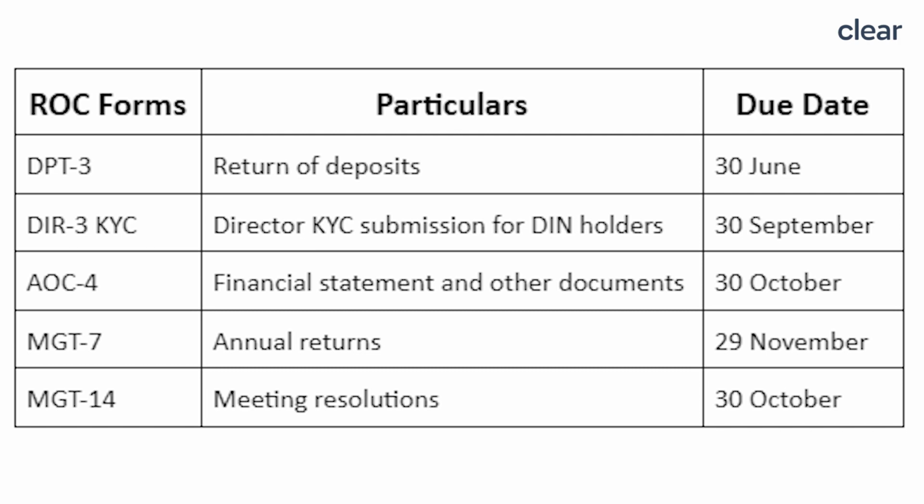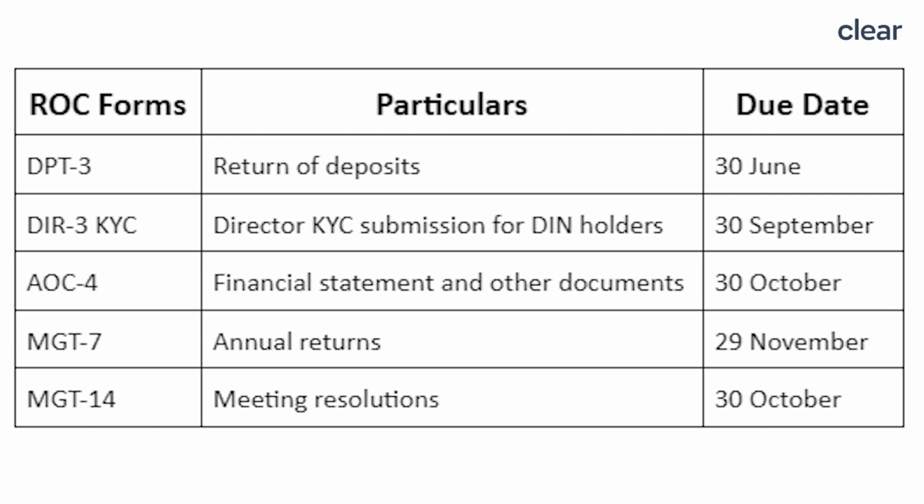The DIR-3 KYC form is the Director KYC submission form for DIN holders as of 31st March of the respective financial year. Every person who has a DIN allotted and the status of the DIN is approved should file the DIR-3 KYC form within 30th September of every year.